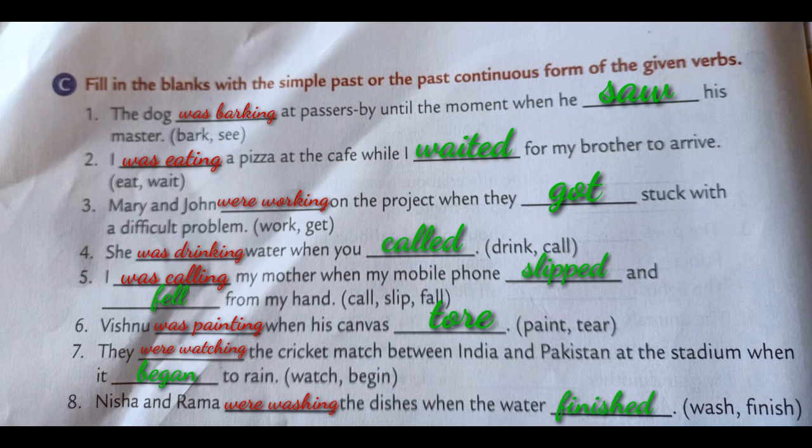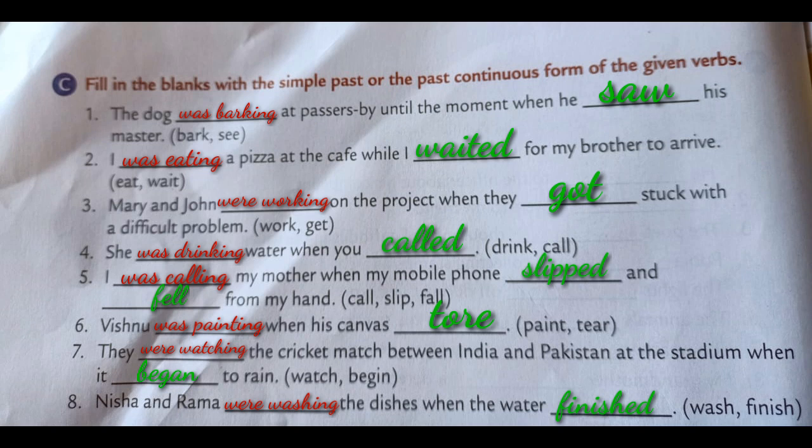The dog was barking at passers by until the moment when he saw his master. Here the given verbs are bark and see. Bark changed to was barking because the dog subject is singular. So was barking. Then see changed to saw. Second one, I was eating a pizza at the cafe while I waited for my brother to arrive. Here, the given verbs are eat and wait. Here, I subject is singular. So, was eating. Wait changed to waited.